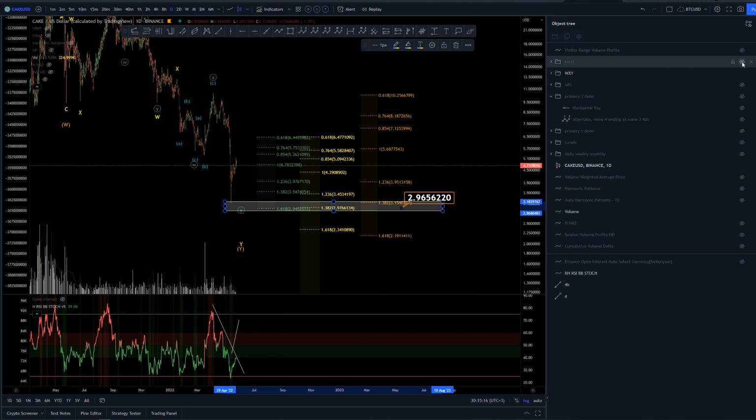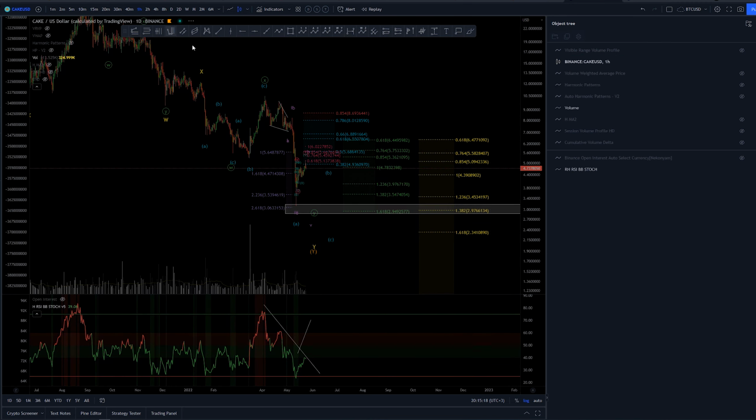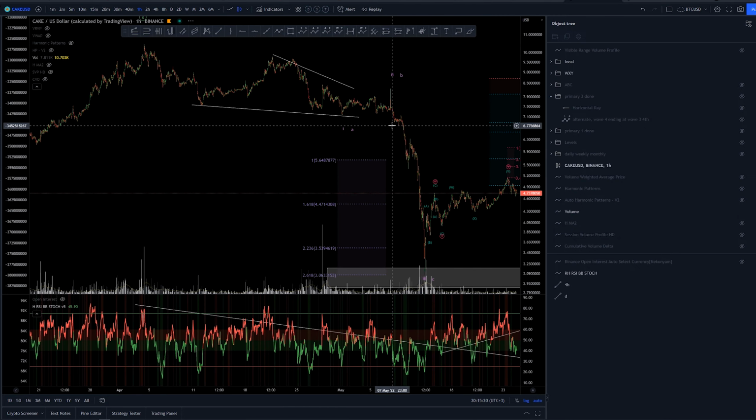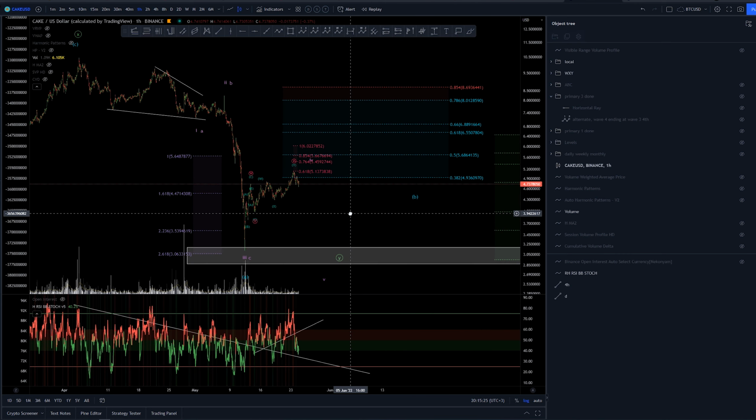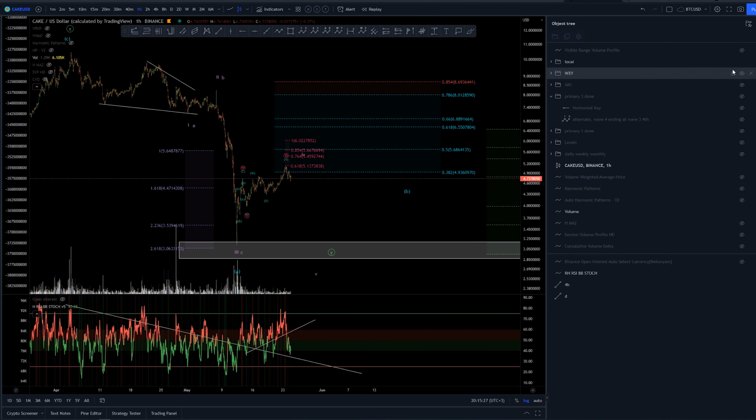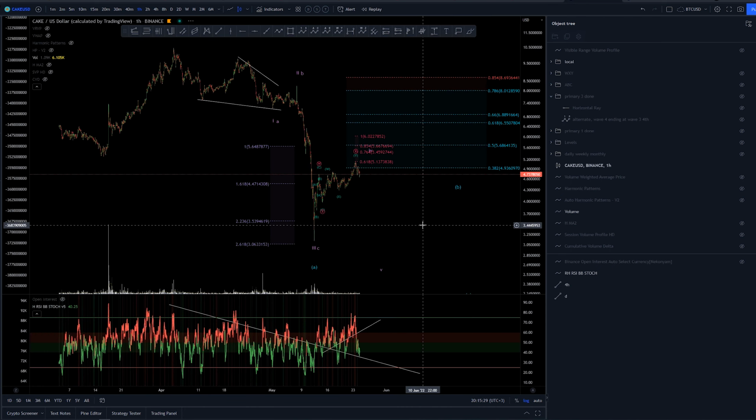Now let's take a look at the local structure here. Let's go to 1 hour. So here is the last leg. We have a couple of different options here. Let me close the WXY here.